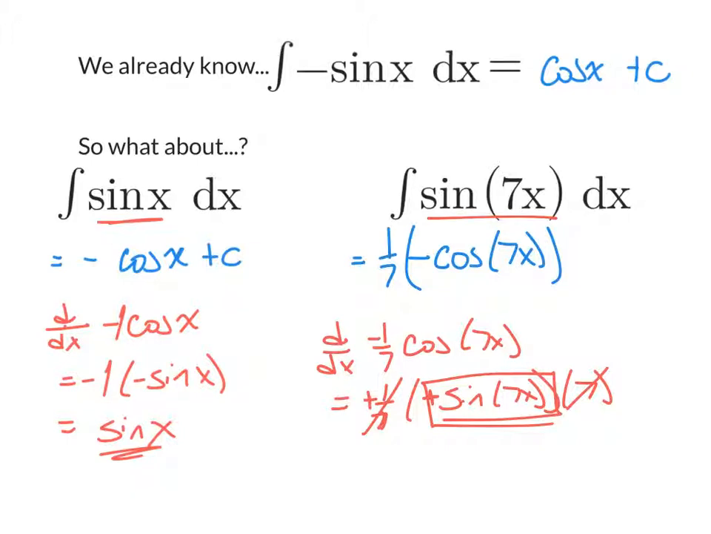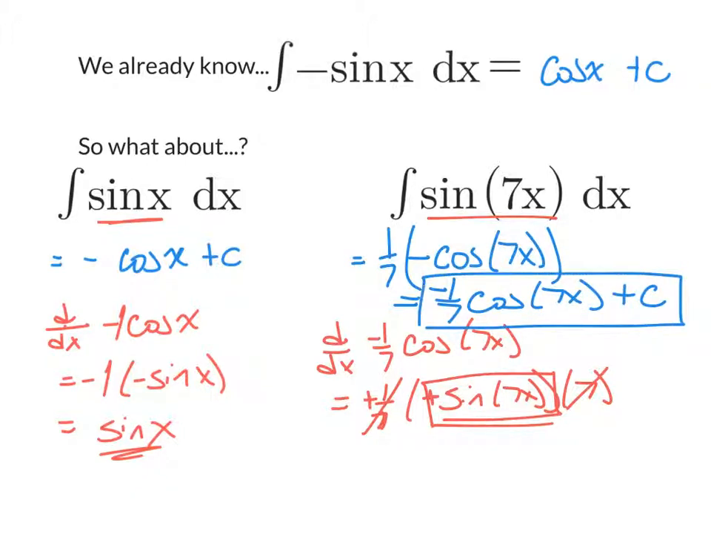So I'm going to go back and rewrite my answer so it looks nice. I've got -1/7 cosine of 7x, and I'm not going to forget my plus c. And there we go.